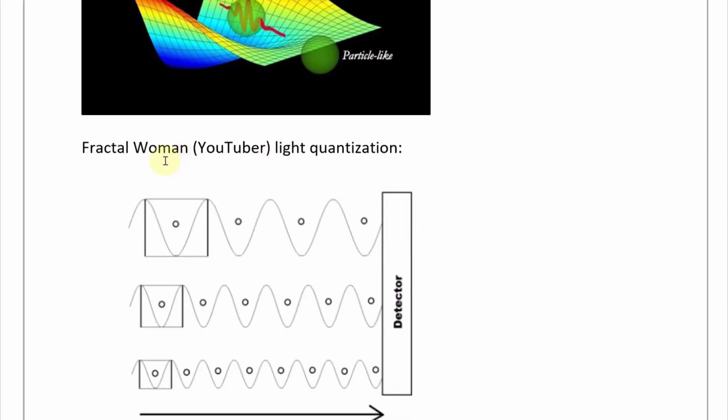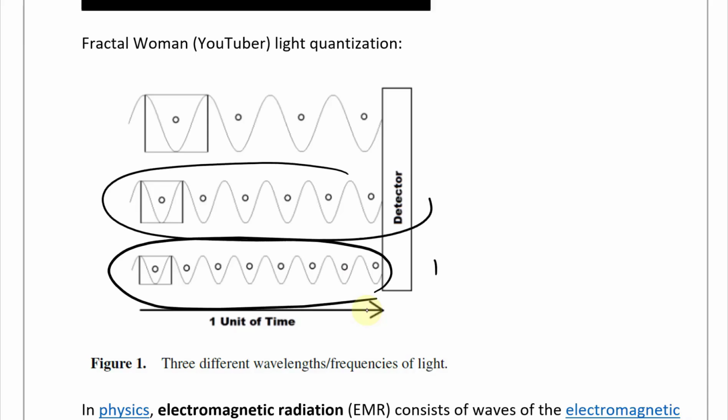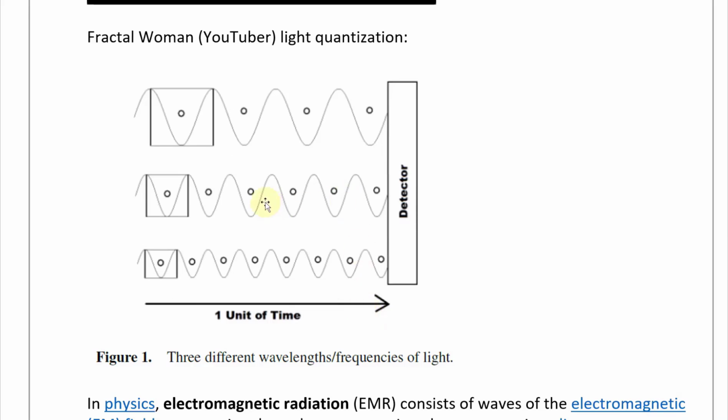And then this is from the FractalWoman YouTuber. Her name is Lori Gardy, and it's very interesting. Her take on light quantization would be, let's say you have a unit of time, for example 1 second, and you're detecting wavelengths. The mainstream would do something like this. They would consider this after 1 second as a quanta, this is one, and then they would consider this one as a longer wavelength quanta 2, or photon 1, photon 2, and so on. They would say those are what's quanta.